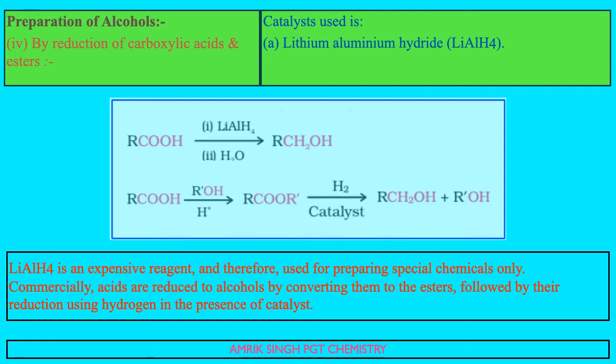Lithium aluminium hydride is an expensive reagent and therefore used for preparing special chemicals only. Commercially, acids are reduced to alcohol by converting them to esters, followed by their reduction using hydrogen in the presence of catalyst.